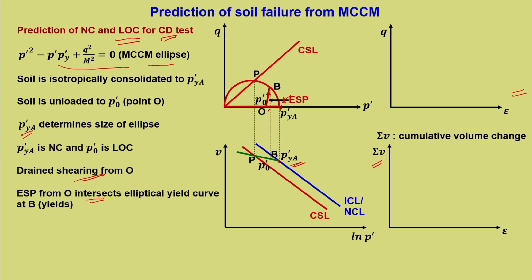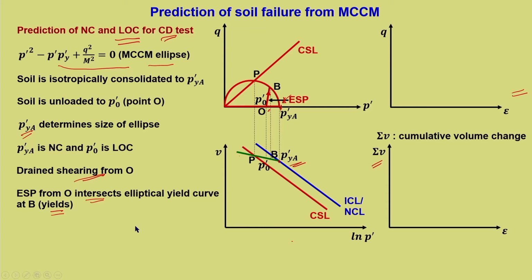So, it is slightly difficult, because if you try to map it, then the amount of space available is quite less. So, you can see that from P naught dash it should move towards B. ESP from O intersects the elliptical yield curve at B, where it yields. Now, you need to note one important thing, from O to B it is elastic behavior, and hence it has to move along this green line, that is the loading unloading line.